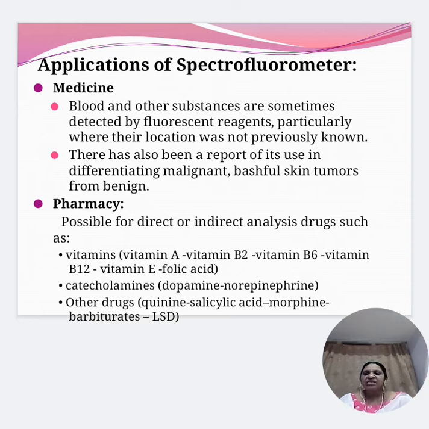Then in the field of pharmacy, it is possible to directly or indirectly analyze drugs such as vitamins, vitamin A, vitamin B2, vitamin B6, vitamin B12 and vitamin E, that is folic acid, and catecholamines, dopamine and norepinephrine, and other drugs can also be analyzed. They are used in pharmacy also. So these are the application areas where spectrofluorometers are used.